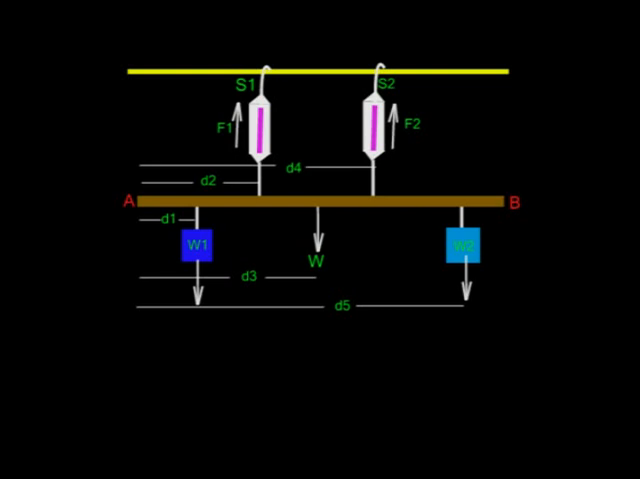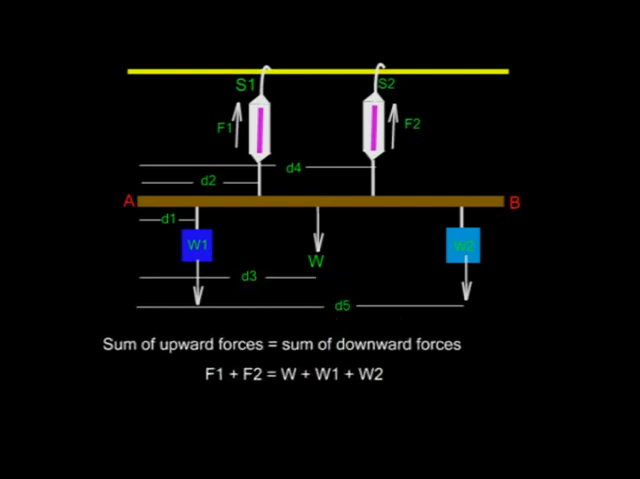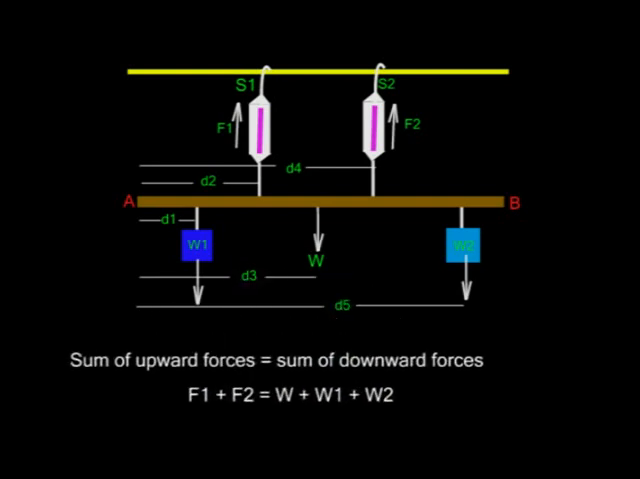For now, what you will notice is that the sum of the vertically upward forces is equal to the sum of the vertically downward forces. So that if we take the forces in one direction to be positive and those in the opposite direction to be negative, then the algebraic sum of the parallel forces is 0.